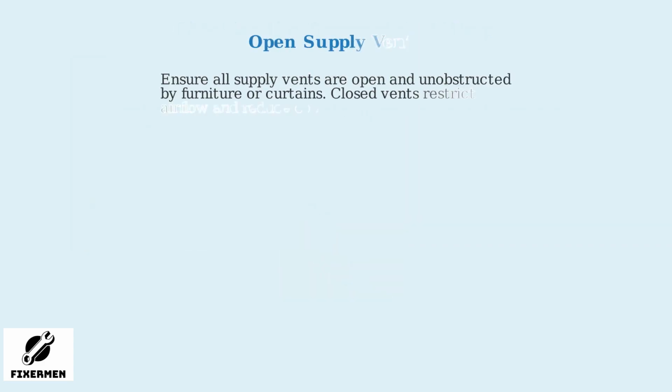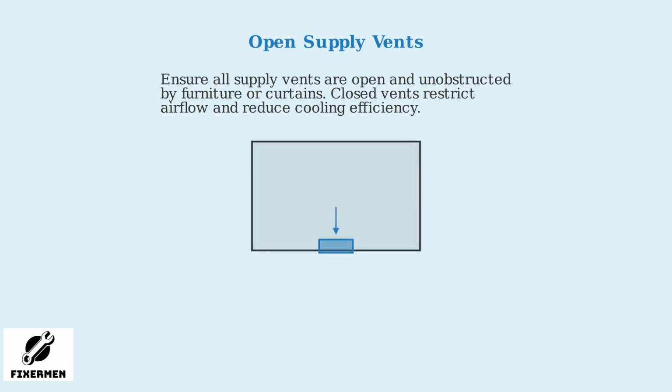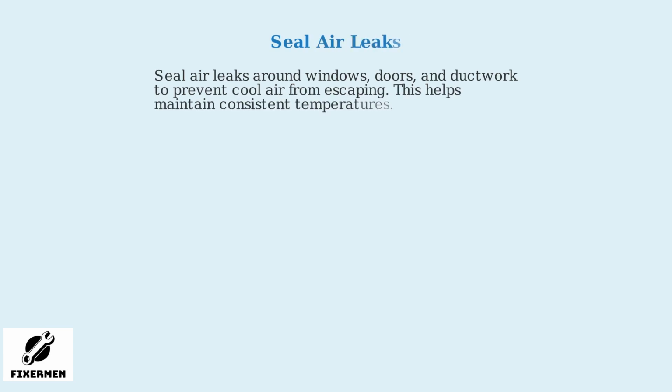To improve airflow inside your home, start by ensuring all supply vents are open and unobstructed. Closed vents or those blocked by furniture or curtains can significantly restrict airflow, reducing your AC's cooling efficiency. Next, seal any air leaks around windows, doors, and ductwork. Leaks allow cool air to escape, forcing your AC to work harder. Pay special attention to areas like mullion connectors on windows and doors.